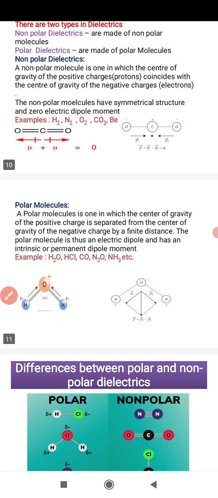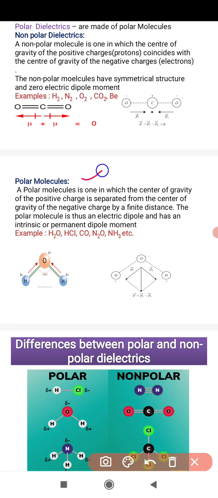Now we see the polar molecules. What is meant by polar molecules? Polar molecules are ones in which the center of gravity of the positive charges is separated from the center of gravity of the negative charges by a finite distance. Polar molecules thus have an electric dipole moment, an intrinsic permanent dipole moment. It shows a dipole moment even in the absence of an electric field. That's why it's called an intrinsic dipole moment. Examples are the water molecule, hydrogen chloride, carbon monoxide, nitrogen oxide, NH3, etc.